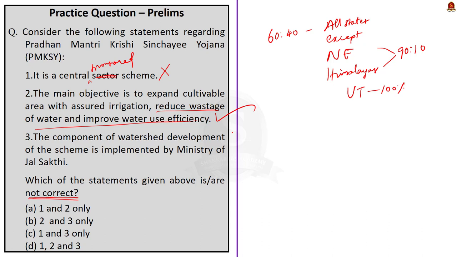Now coming to the third statement. The component of watershed development of the scheme is implemented by the Ministry of Jal Shakti. This statement is wrong because the component of watershed development of the scheme is implemented by the Ministry of Rural Development. So, the correct option for this question is option C, 1 and 3 only.